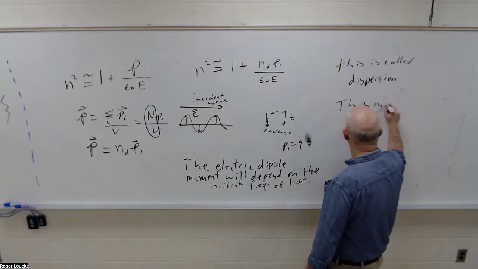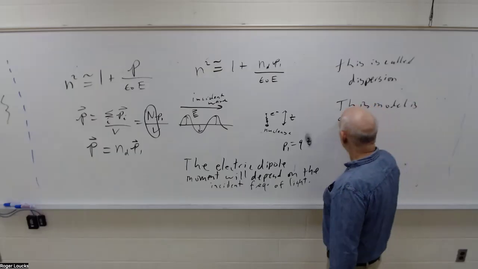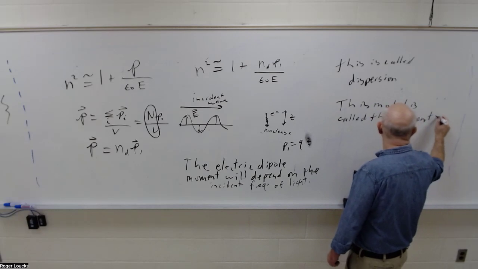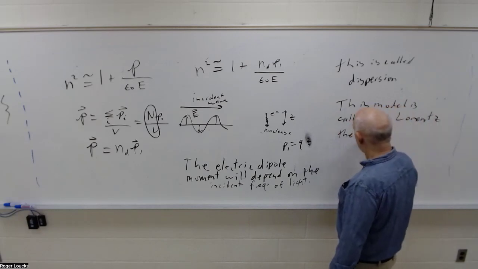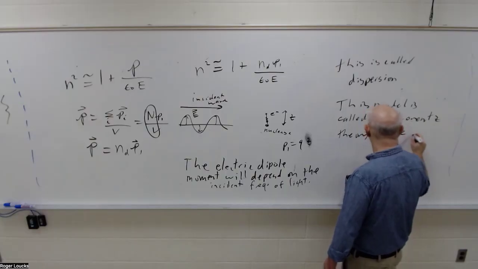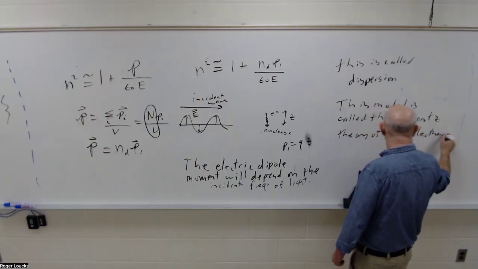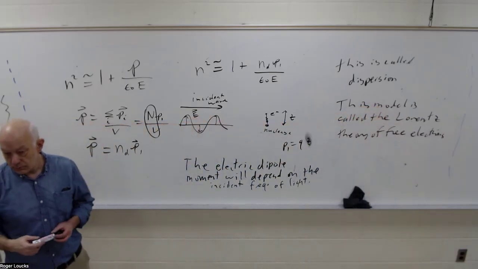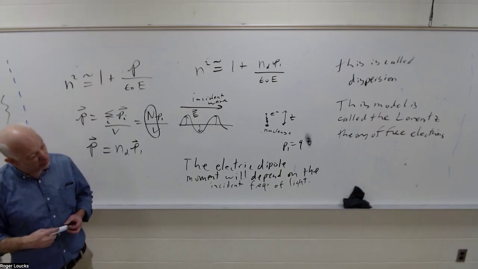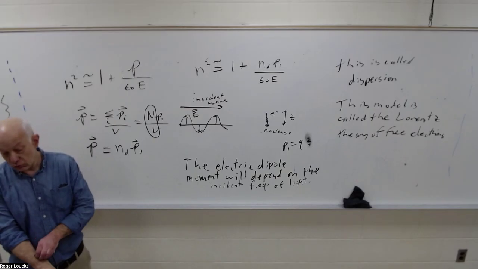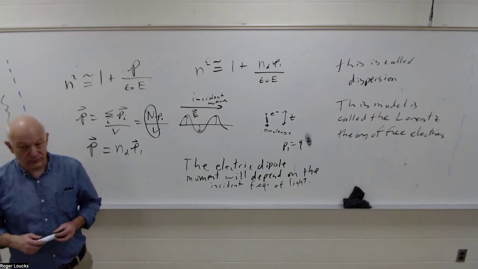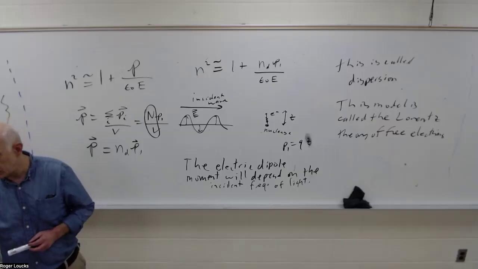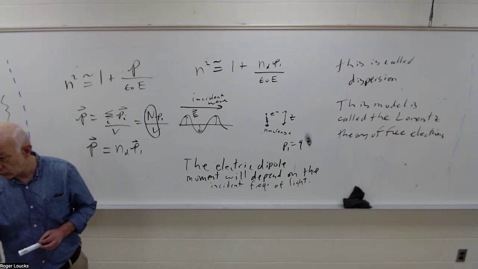So this model is called the Lorentz theory of free electrons. It's going to be actually quite beautiful what you can do with that. It's a semi-classical theory. It turns out that if you do it correctly, you get almost exactly the same result as quantum mechanics. You have to reinterpret a couple of things, but you get almost exactly the same result.